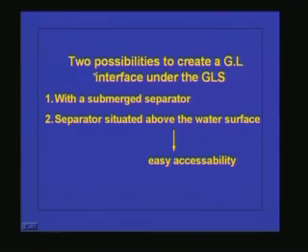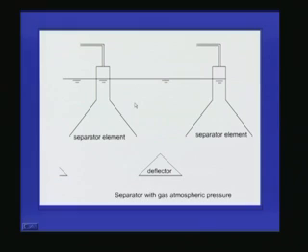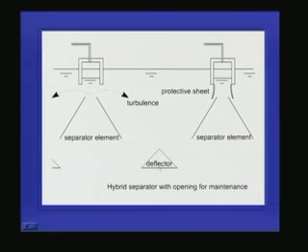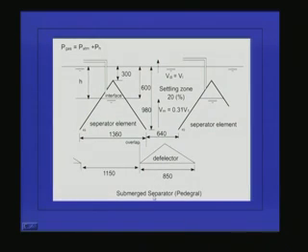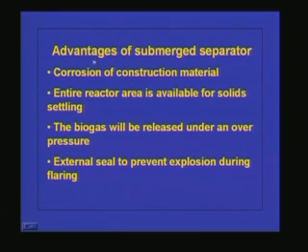And this GLSS, there are two possibilities to create a GL interface. One is with a submerged separator, and another one a separator situated above the water surface. If the separator is situated above the water surface, we have easy accessibility, but most of the time we go for submerged separator. Okay, this is a separator with atmospheric pressure, because it is exposed to the atmosphere. Here we have easy accessibility, and this is a hybrid one, and this is a submerged one. So, we will see what are the advantages of a submerged separator.